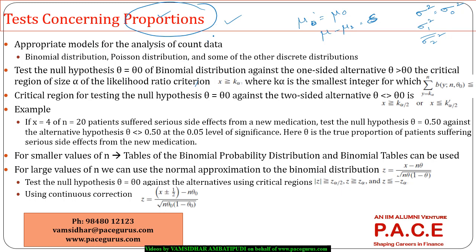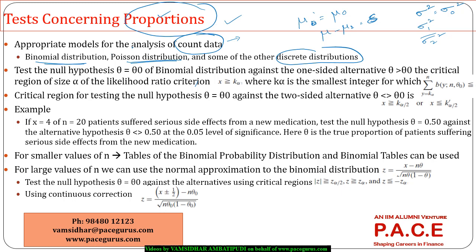So generally for analyzing count related data, count is what will be related to proportions, because the count of something divided by the total is your proportion. Generally, to analyze your count data, we may use some binomial distribution or a Poisson distribution in some cases, or in some other cases we may use some other discrete kind of distribution. But the most commonly used distributions for count related variables are the binomial, Poisson or any other discrete distribution.